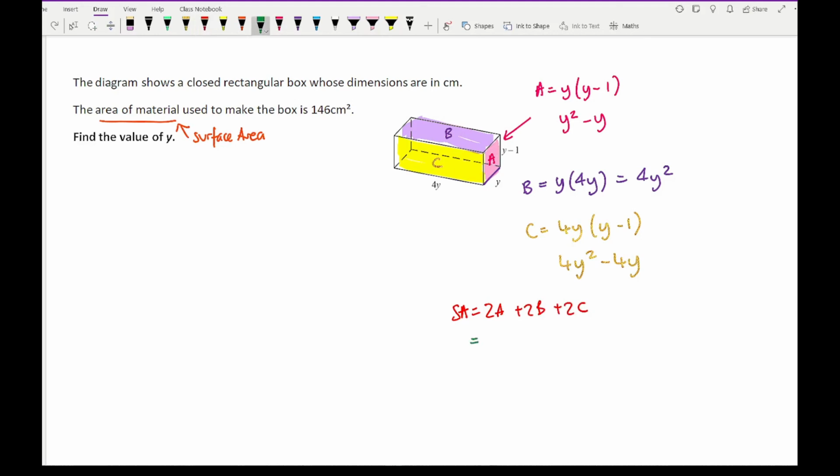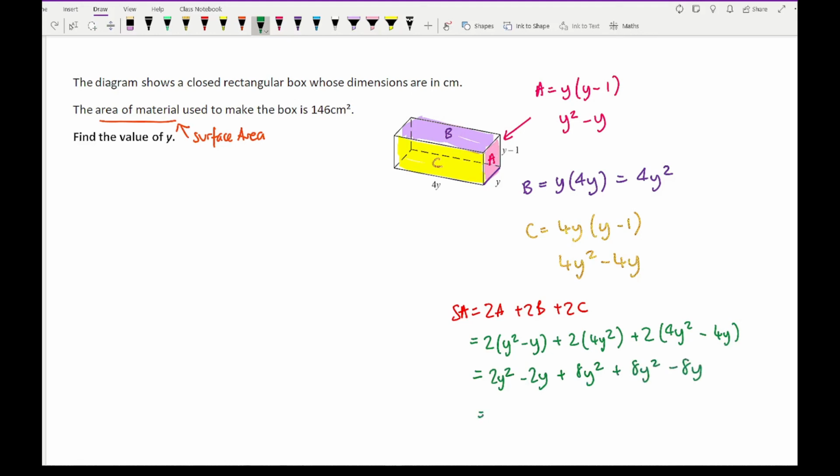So looking at this, I've got 2 lots of y squared minus y plus 2 lots of 4y squared plus 2 lots of 4y squared minus 4y. So expanding all the brackets out, I get 2y squared minus 2y plus 8y squared plus 8y squared minus 8y. Now what I need to do is simplify all of this expression.